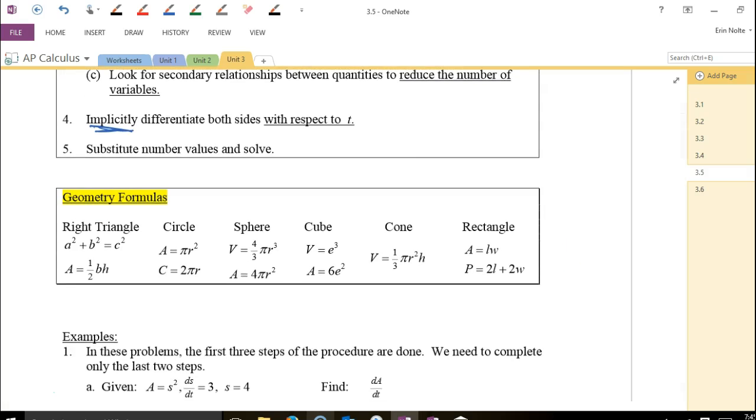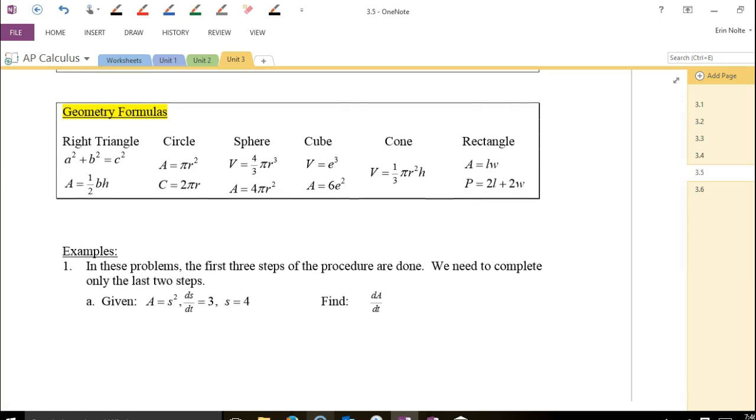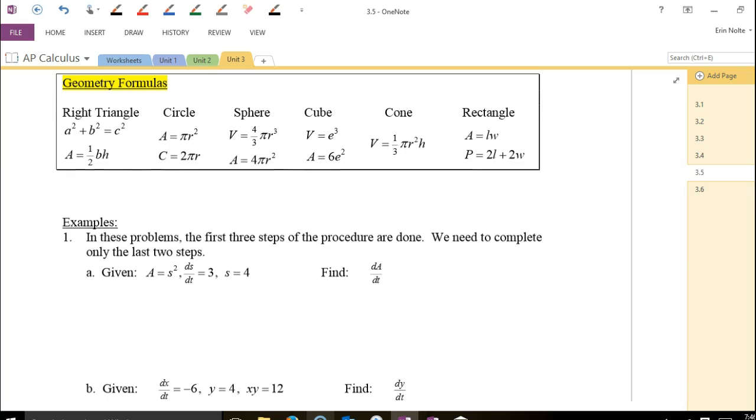Okay, so right here is a bunch of formulas. Notice that everything is geometry. So basically it's going to be the idea of some kind of shape. Let's just say, for example, a triangle, a right triangle, if it's going to be getting bigger at some specific rate or smaller, or the area or volume of these things. Okay.